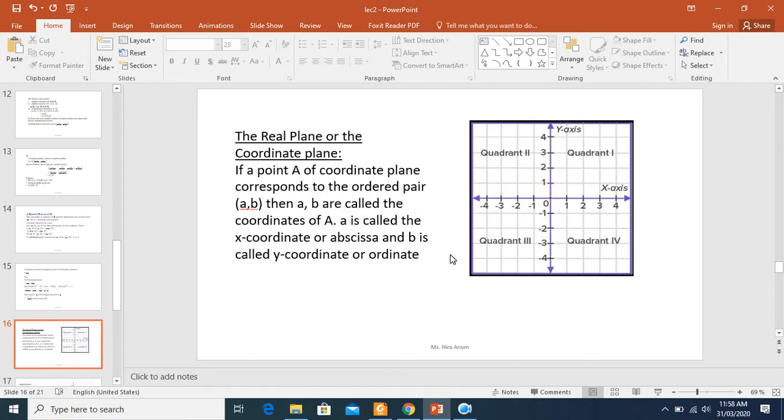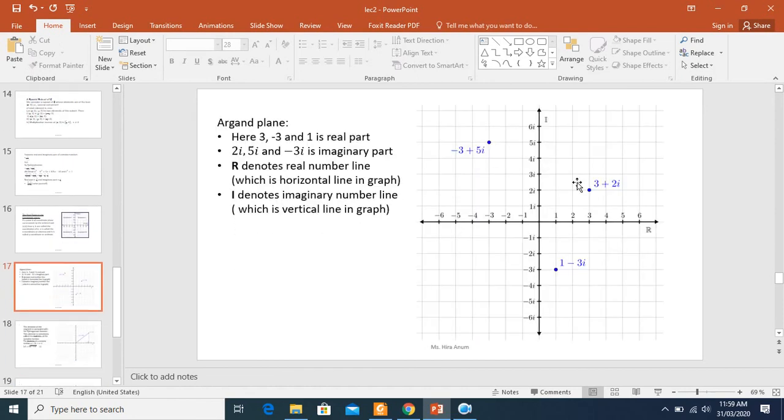So the x coordinate is called the abscissa and the y coordinate is called the ordinate. If we take the real part as the x-axis and the imaginary part as the y-axis, then it's called the Argand plane. Here we have 3, -1. These are the points which we observe. 3 is a real number which belongs here, and 5 is a real number which belongs here.